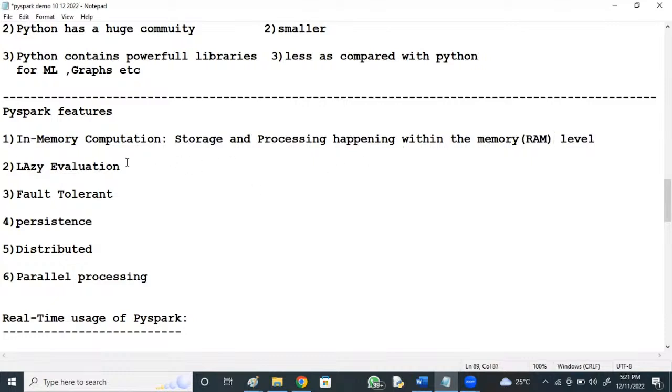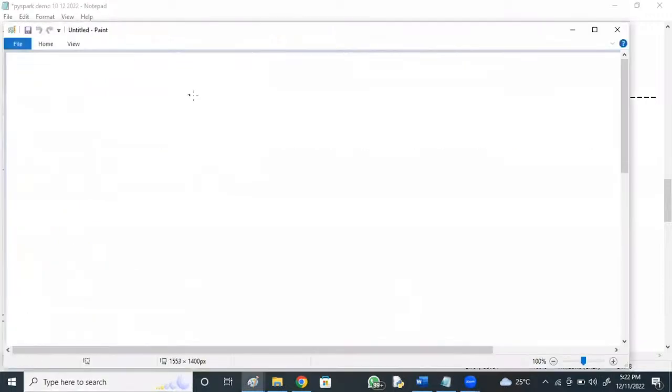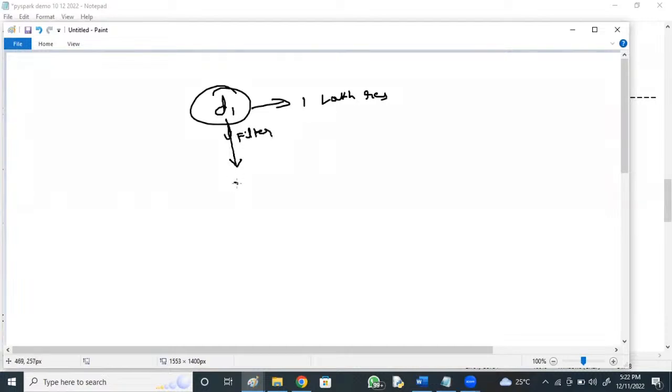Lazy evaluation means the data flow won't execute. Spark is a data flow. Observe this: for example, D1 is your data object, with some 1 lakh records, assume. From this D1, I'll apply some filter operation, and the result you get is D2.